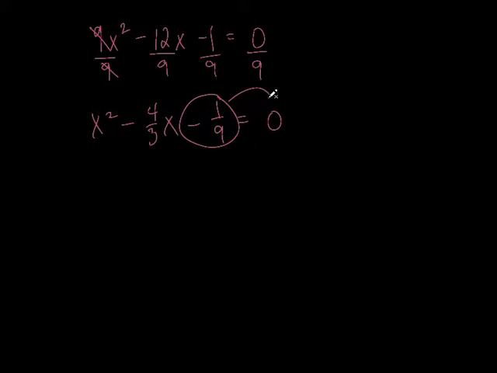So look what we do now. We're going to take this and chuck it to the other side. So minus 4/3 x plus, leave a blank, equals 1/9. Let's do this real quick. How do we get this number right here? We take half of this. Watch. What's half of 4/3?